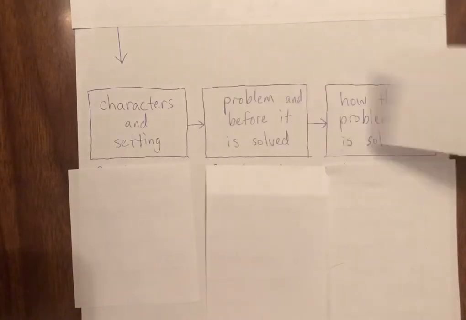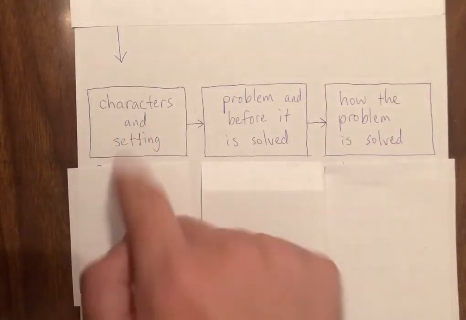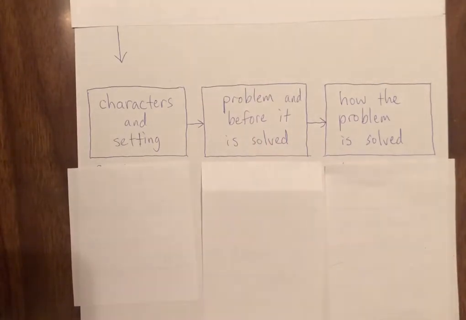Alright, it's time to make our summary plan for Quackenstein Hatches A Family. A lot of this I'll have filled in and you can copy, but I've left some blanks that you need to make sure you fill in before you turn this in on Seesaw. So first, make sure you get your 3 boxes: characters and setting, problem and before it was solved, and how the problem is solved. So make sure you write those 3 boxes before you go on.